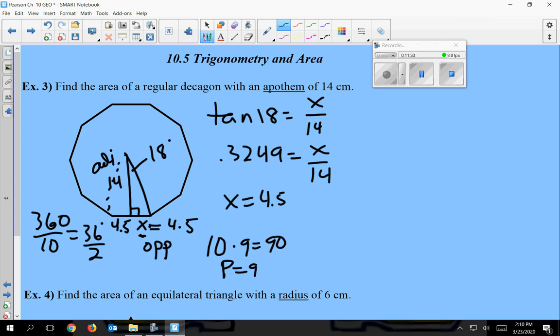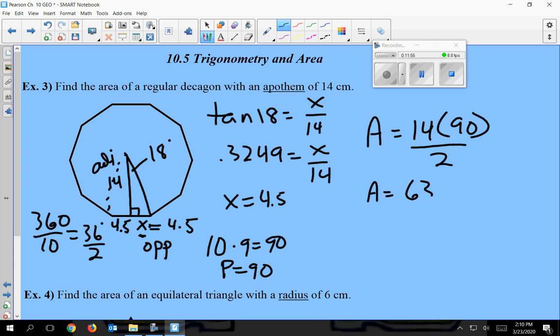Okay, so now I've got the perimeter. I had the apothem, that's what they gave me at the beginning. So I can go ahead and go, the area equals the apothem times the perimeter over 2. And I get an area of about 630. And in this case, they told me it was centimeters squared.